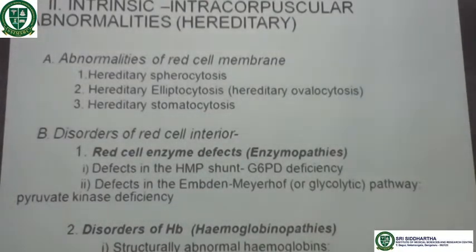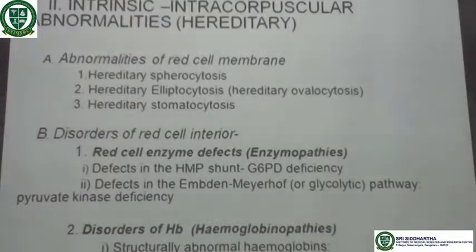Then disorders of the red cell interior defects. You have red cell enzyme defects, enzymopathies, which are deficiencies in an enzyme. You have defects in the HMP pathway shunt, such as G6PD deficiency. You have defects in the Embden-Meyerhof glycolytic pathway, most commonly pyruvate kinase deficiency.